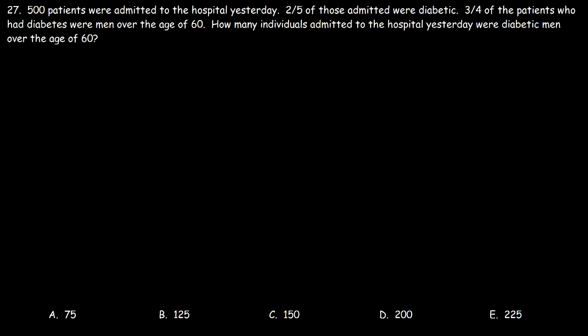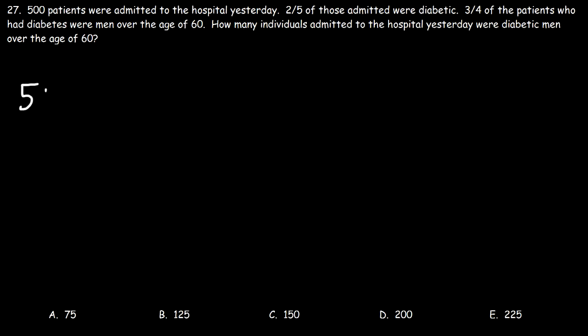27. 500 patients were admitted to the hospital yesterday. 2/5 of those admitted were diabetic. 3/4 of the patients who had diabetes were men over the age of 60. How many individuals admitted to the hospital yesterday were diabetic men over the age of 60?